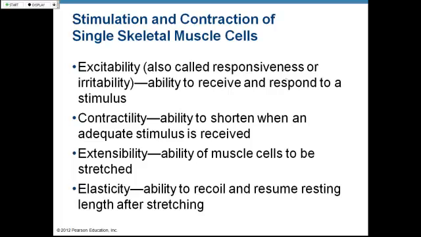Once the nervous system excites a muscle, it can contract. So we say that muscle cells have contractility, the ability to shorten. Contractility, ability to shorten when an adequate stimulus from the nervous system comes in and it's received by the muscle. Extensibility, muscles can also be stretched.